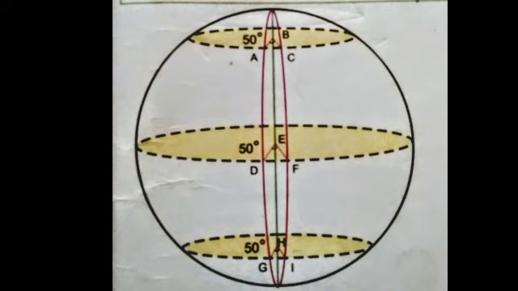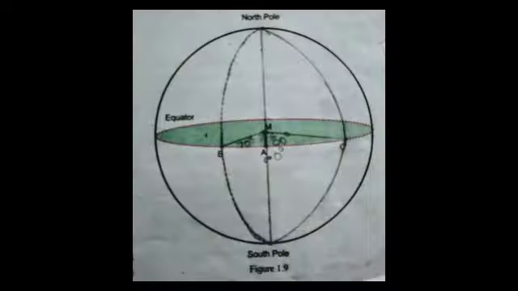In figure 1.8, angle ABC, angle DEF, angle GHI have been shown. All these angles measure 50 degrees. However, the distances between A and C, D and F, and G and I are different when measured on the Earth's surface. Students, you should do this activity on your own. Then you will get this figure.